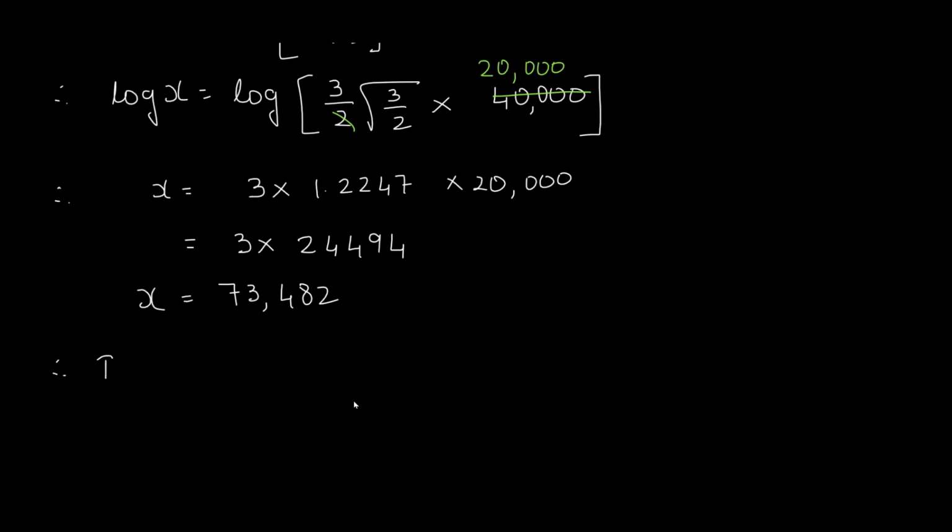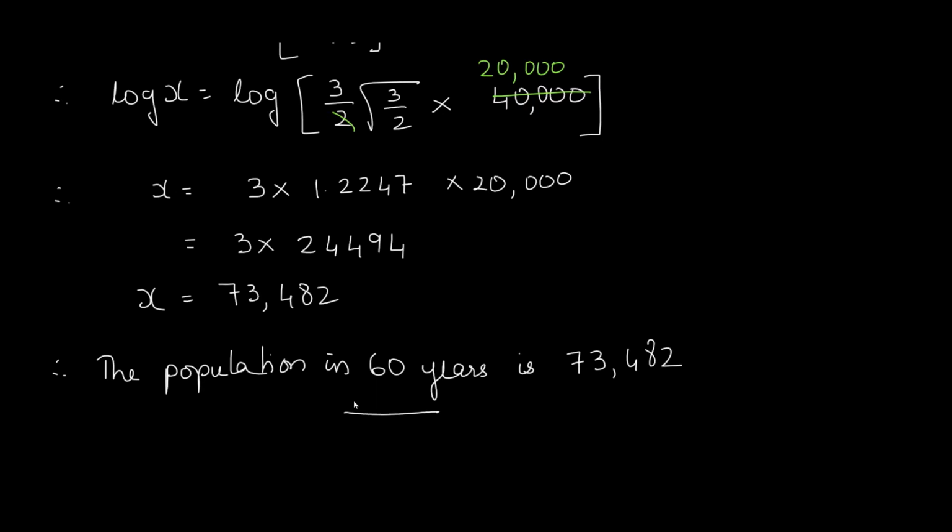So therefore, the population in 60 years becomes 73,482. So this becomes your final answer.